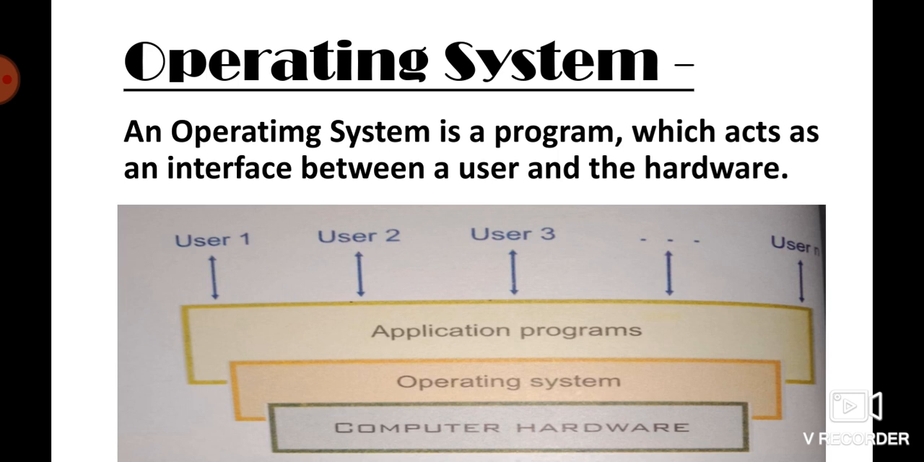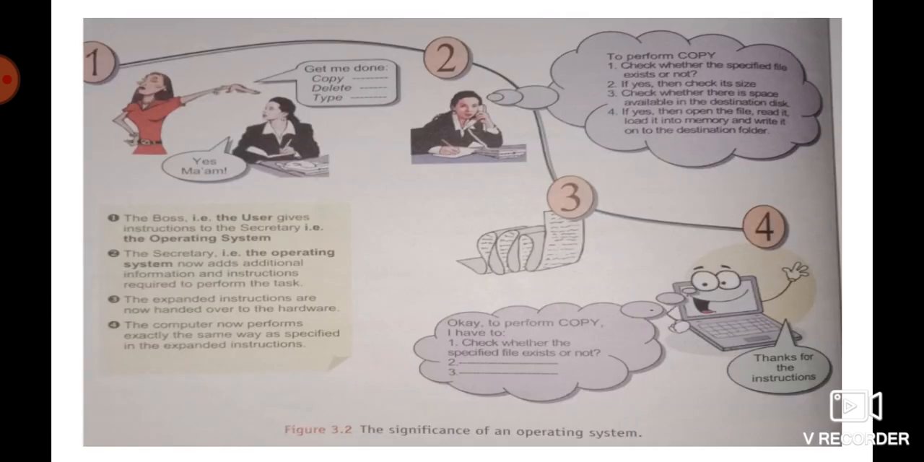First is operating system. Before explaining about the operating system, I want to show you this figure in which you can see one boss and her secretary. The boss gave instructions to the secretary: get me done, copy, delete or type. The secretary said okay, yes. And then the secretary is thinking that to perform copy I need to check that the specified file exists or not. If yes, then check the size and check whether there is space available in the destination disk where I have to copy that file.